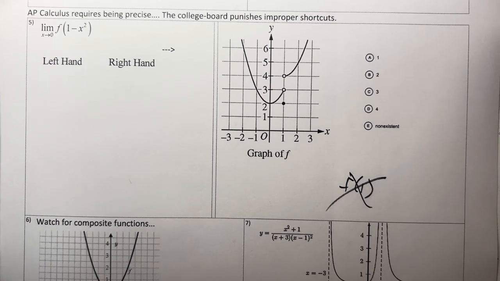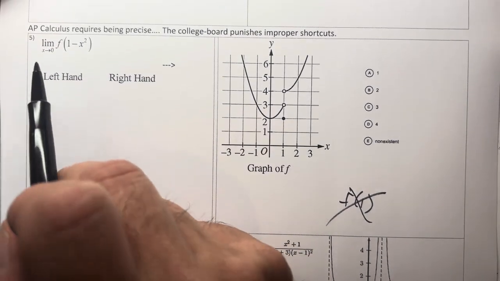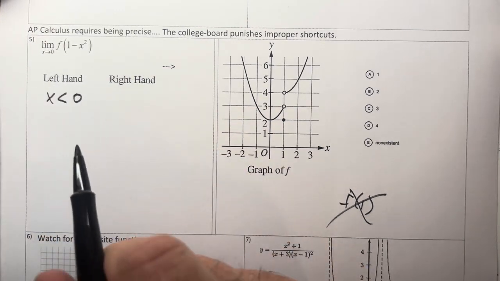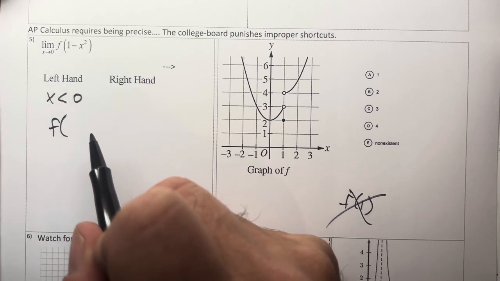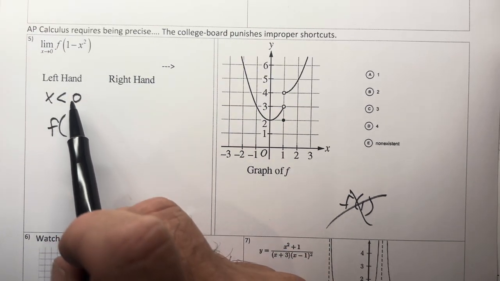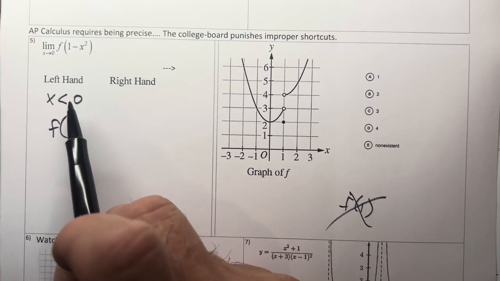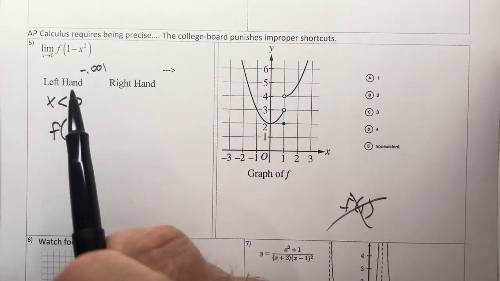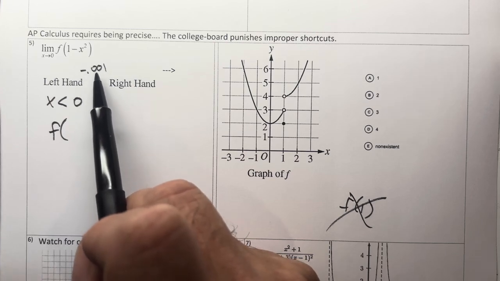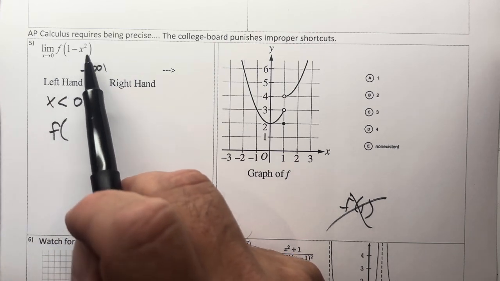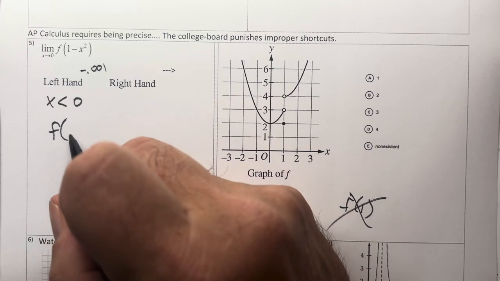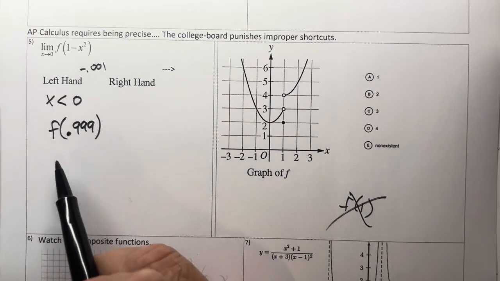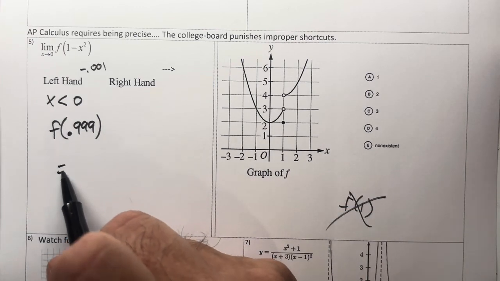What happens here? On the left of 0, and that means x is less than 0, we're looking at f of, all right, if x is less than 0, that's things like -0.001. And when you square this, you get a positive number. So you get 1 minus 0.0001. So we're looking at f of 0.999. And f of 0.999 looks like it's going to be at 3.